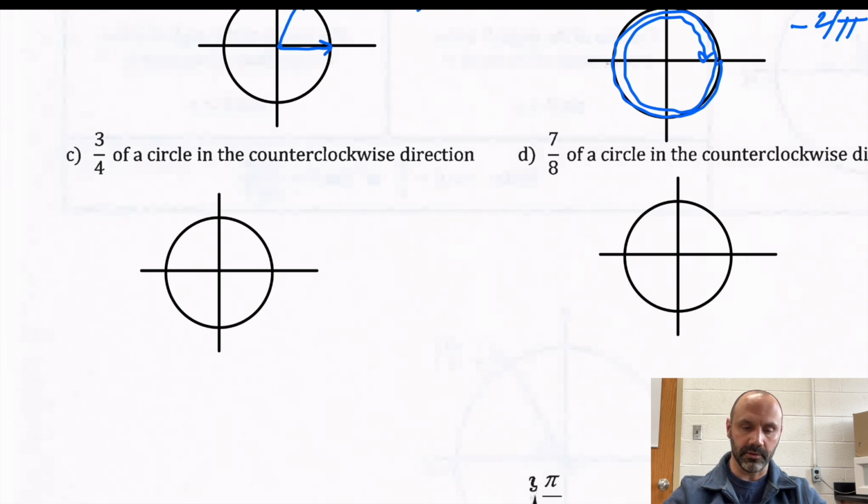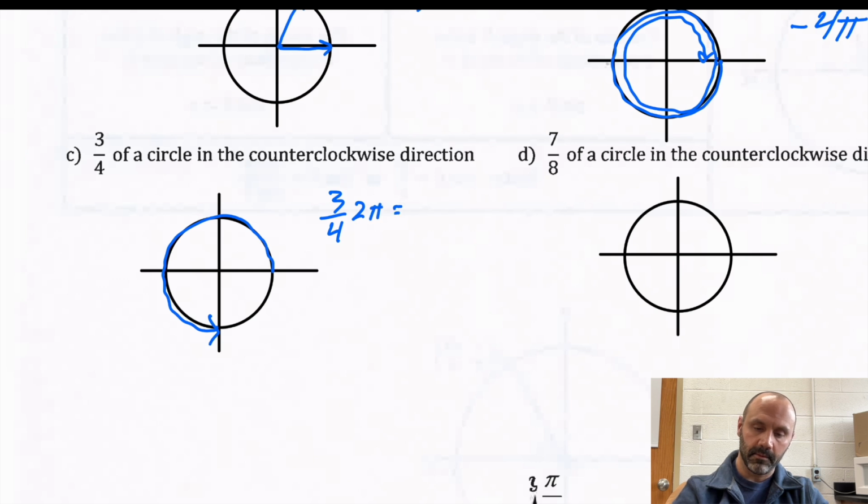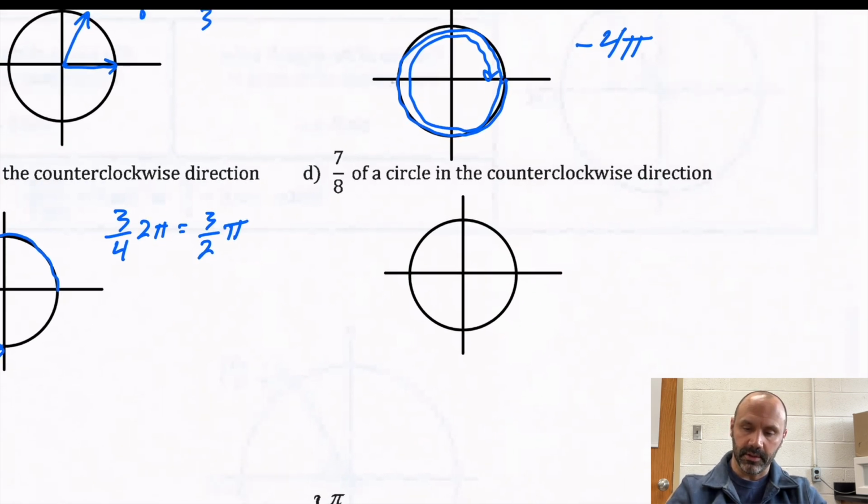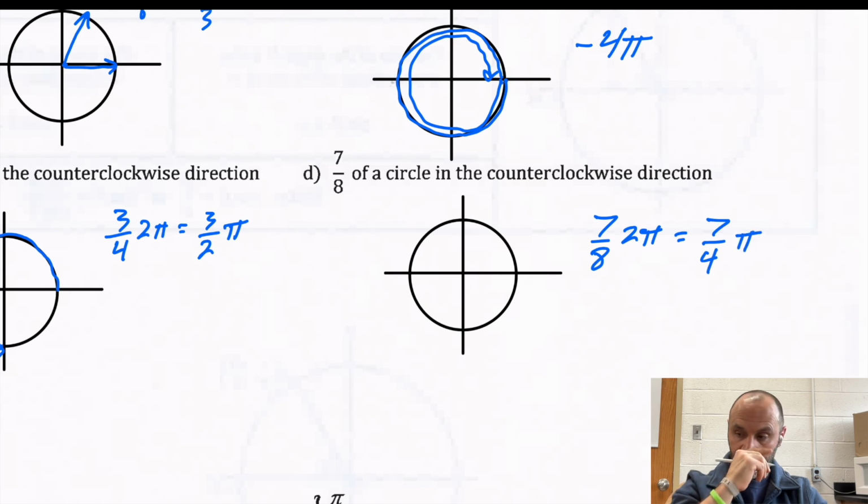3/4 of a circle in the counterclockwise direction. Well, counterclockwise would be this way, and 3/4 of the way around would be here. So that would be 270 degrees in terms of degrees, but 3/4 of 2 pi would be, the 2 cancels out, so this is 3 over 2 pi, or 3/2 of pi. 7/8 of a circle in the counterclockwise direction. So 7/8 times 2 pi. This is going to be 7/4 of pi.